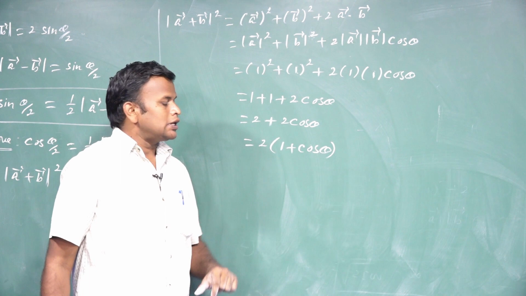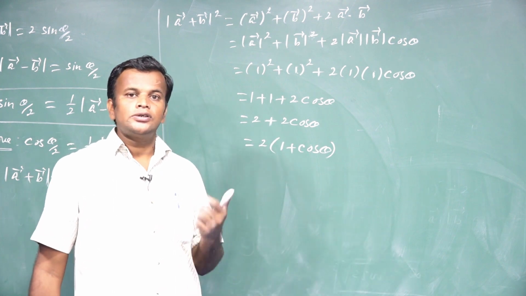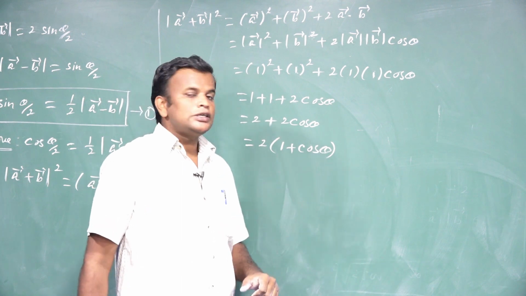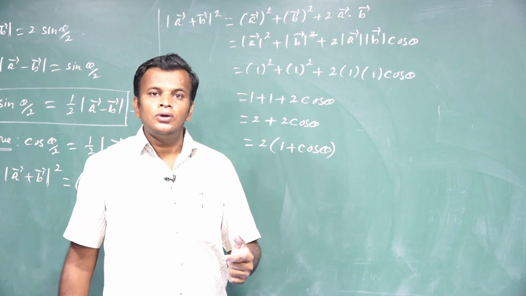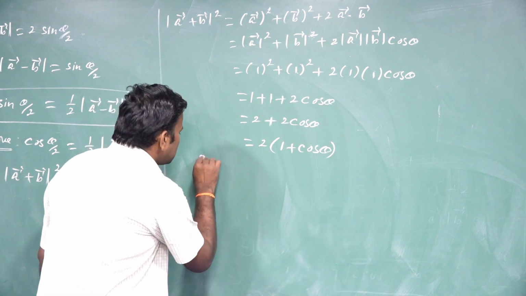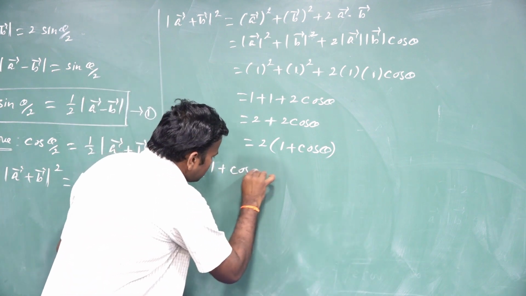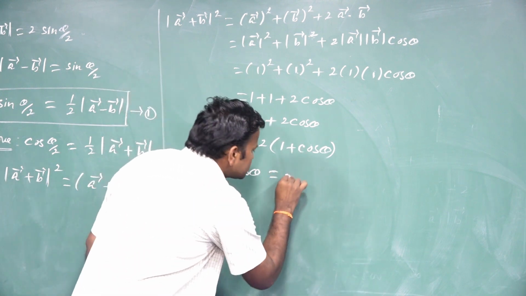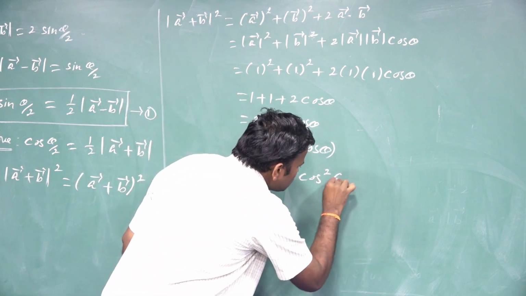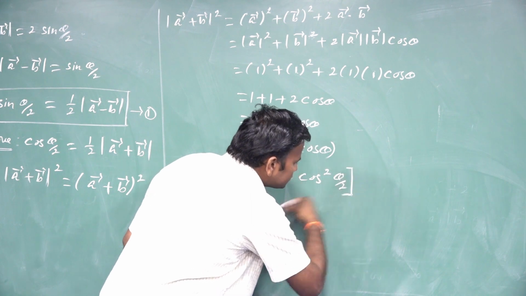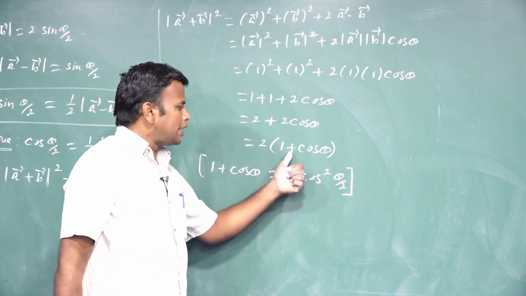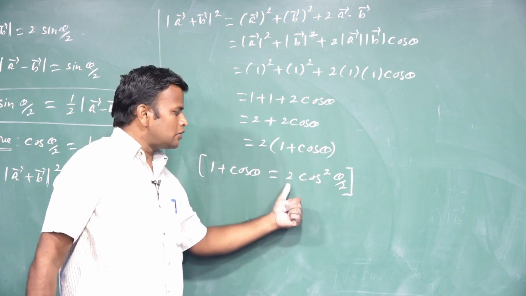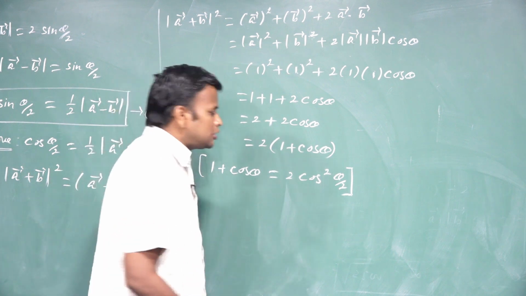If it is 1 minus cos theta, the formula is 2 sin square theta by 2. Suppose 1 plus cos theta is there, the formula is 2 cos square theta by 2. I write the formula. In trigonometry, the formula of 1 plus cos theta is 2 cos square theta by 2. If it is a minus, instead of cos here, it is sin. If it is 1 plus cos theta, the formula is 2 cos square theta by 2.